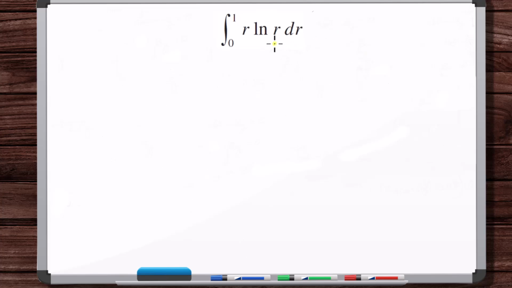Okay, so the issue here is the 0, because natural log of 0 is undefined. So we want to say the limit as t approaches 0 from the right. Okay, so what is this integral?